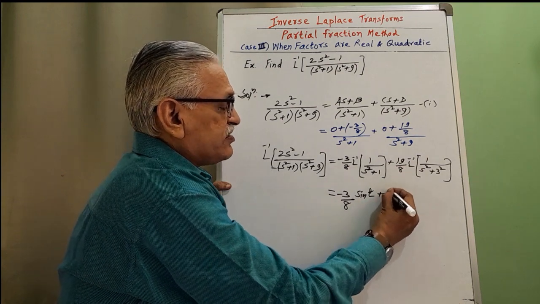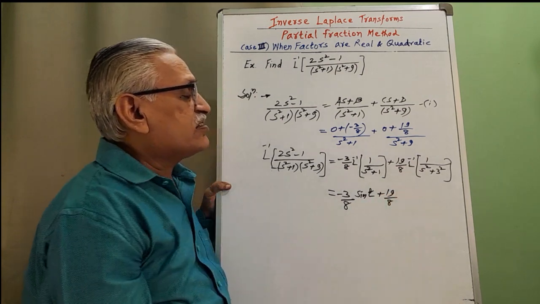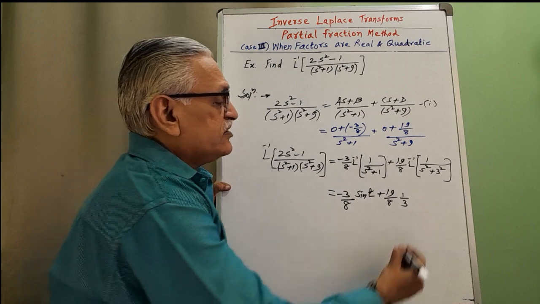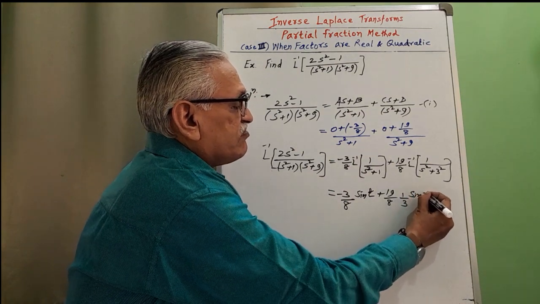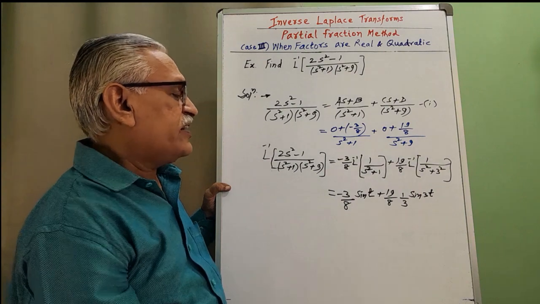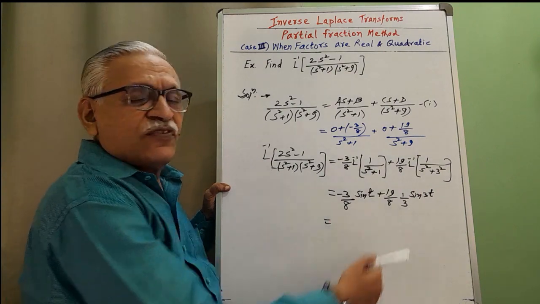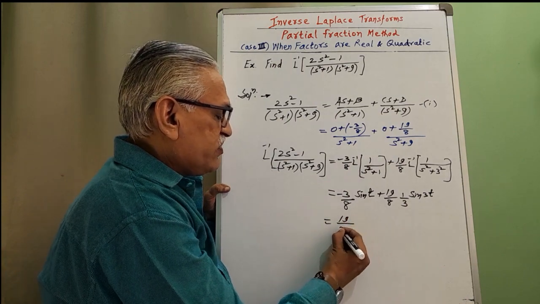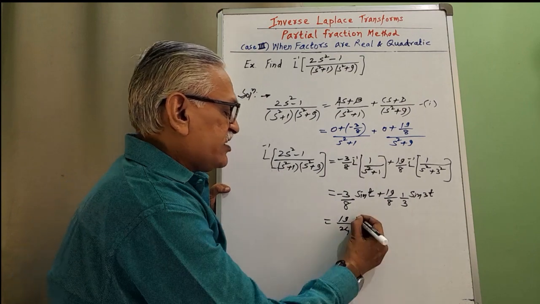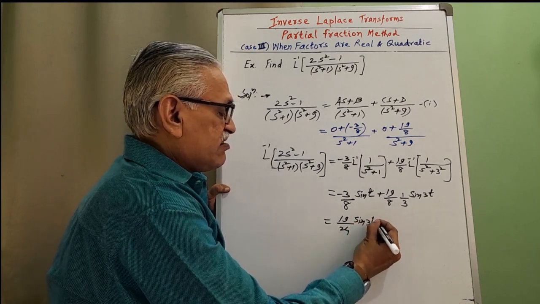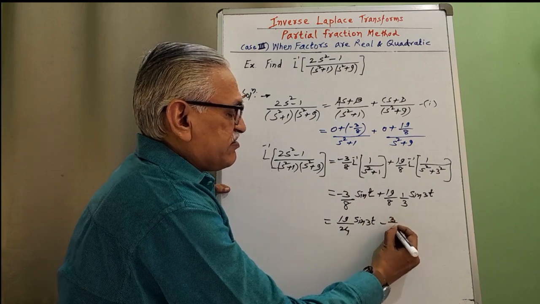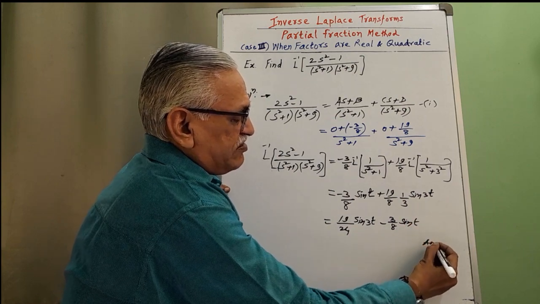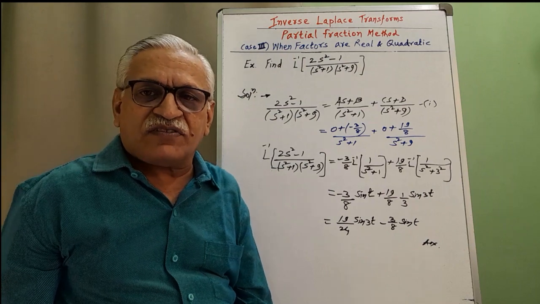19/8, 1 by a, 1 by 3, sin of 3t, and therefore, I will write down the first positive term, it is 19/24 sin 3t − 3/8 sin t, as the required answer or required inverse Laplace transform.